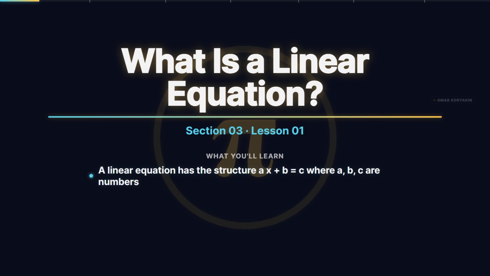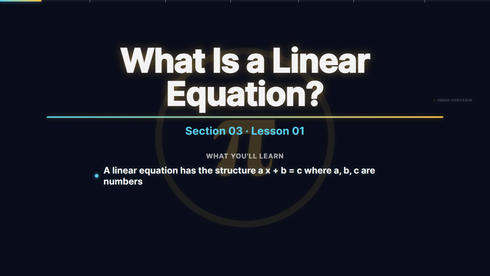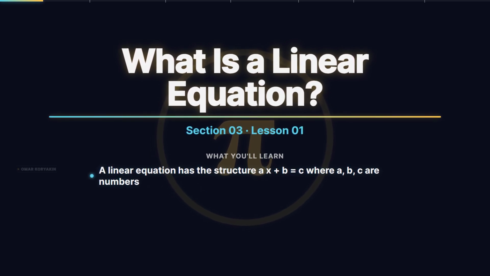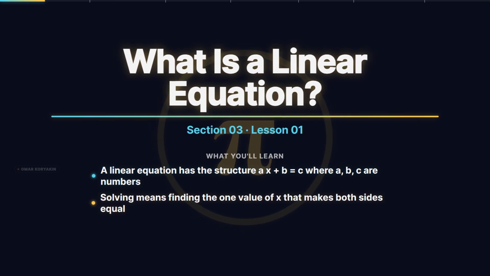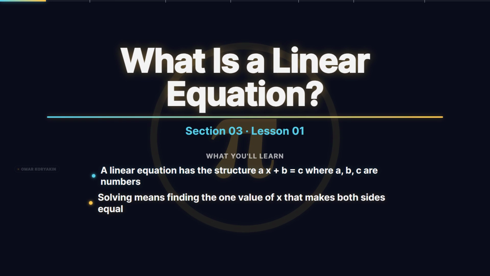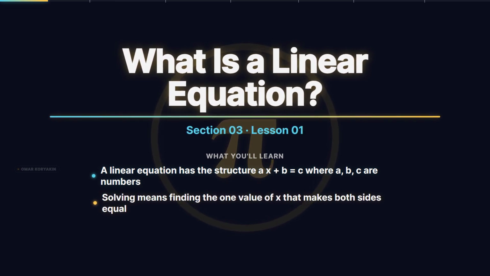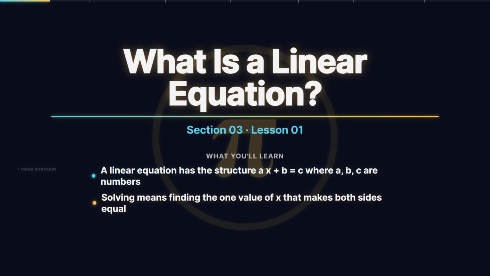The structure x plus b equals c has a single variable on one side, a constant offset, and a known number on the other side. Recognizing this structure on every equation tells you instantly that one-step or two-step inverse operation methods will solve it cleanly.